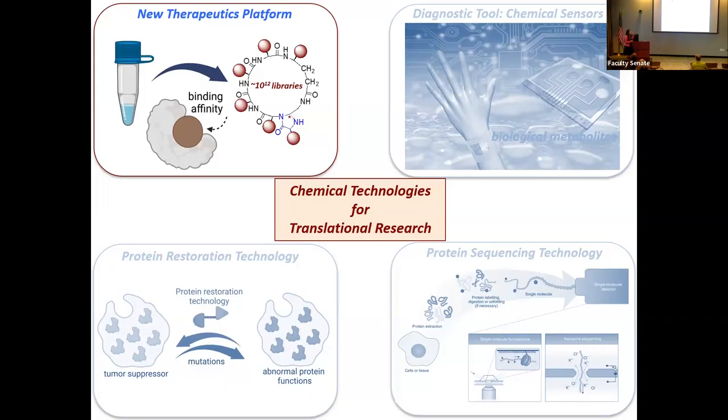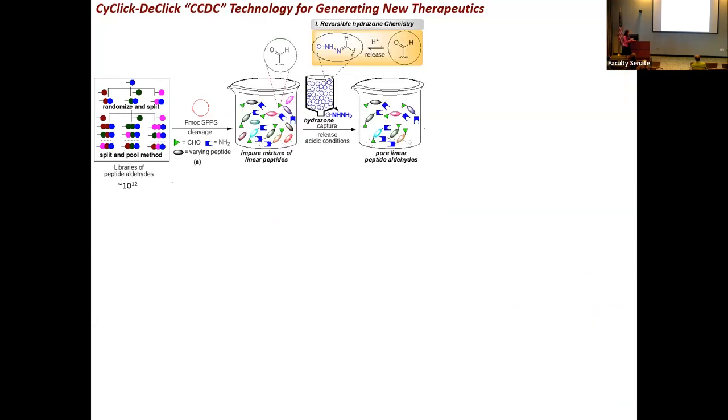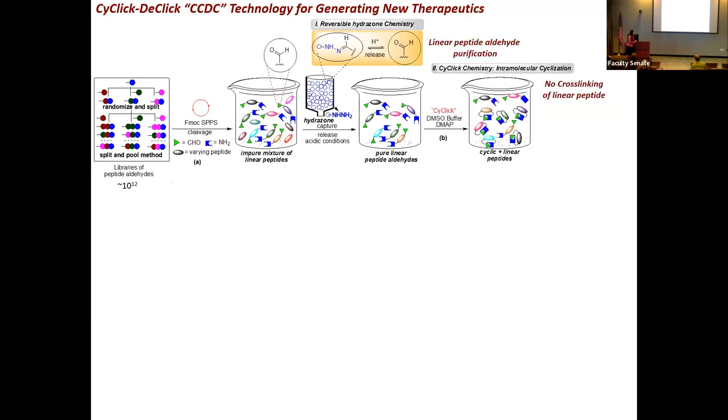Of course, my research is not only translational, it also has a basic component: what is the basic science, and how are we using that basic science to convert it into translational impact. In this particular project, we started with libraries of millions of peptides, and we developed a method by which we can purify all of these compounds in one pot in a very short span of time, in a couple of hours. Then we used our proprietary technology, which we call cyclic, and this technology converts these linear compounds to cyclic compounds.